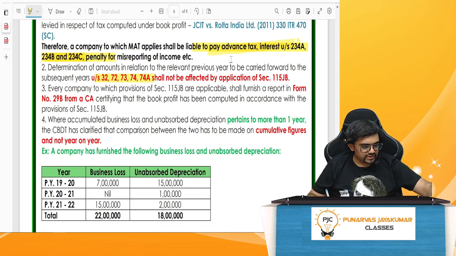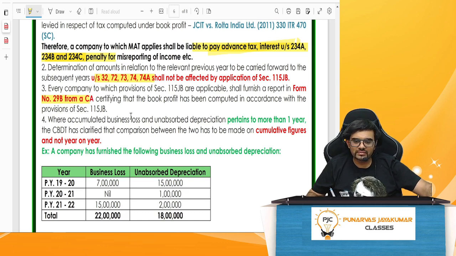Basically, carry forward, you know, it is 8 years here, correct? 8 years as per the Income Tax Act. But here there is no such provision. So does it mean it overrides the carry forward also? No, nothing like that. Every company to which the provisions of 115JB are applicable shall furnish a report in Form 29B from a CA.